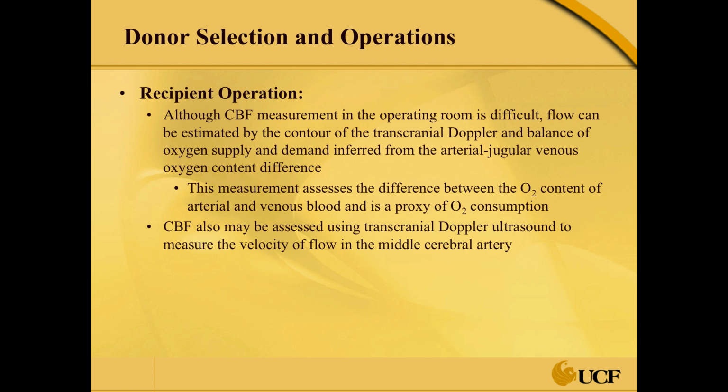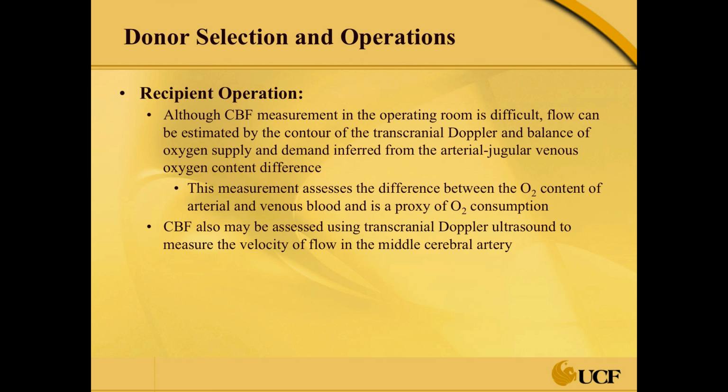Okay. Although cerebral blood flow measurement in the operating room is difficult, we do use transcranial Doppler studies to look at this. They also do studies of the arterial jugular venous oxygen content difference to look at the overall balance between oxygen supply and demand. And this measurement assesses the difference between basically the O2 content of the arterial blood versus the venous blood. And that gives us a proxy value for the amount of O2 consumption that's going on.